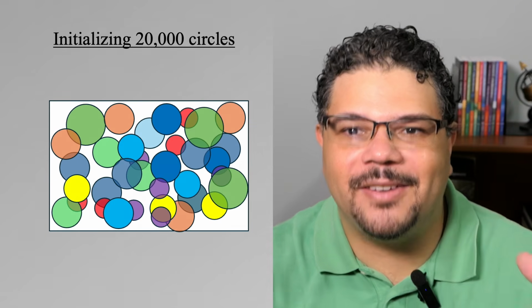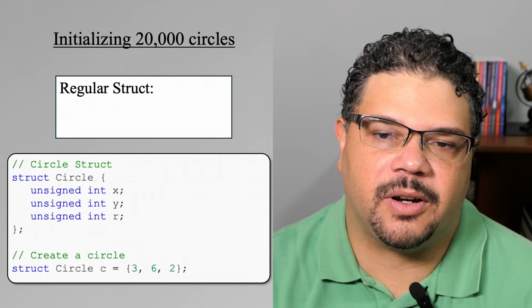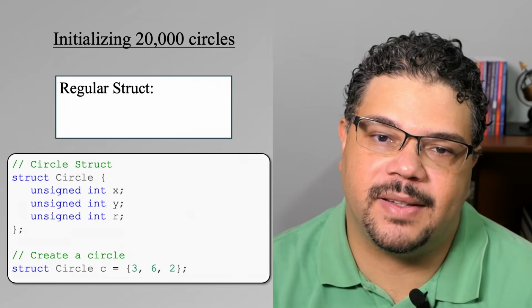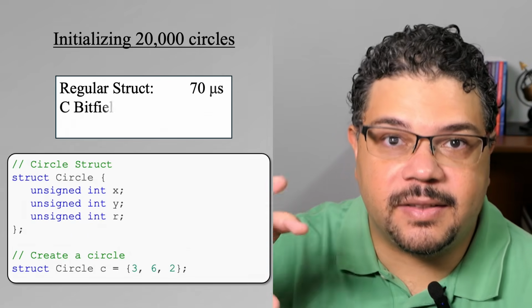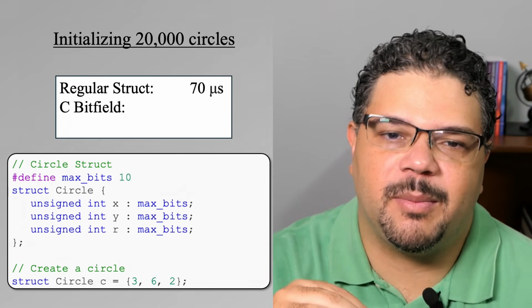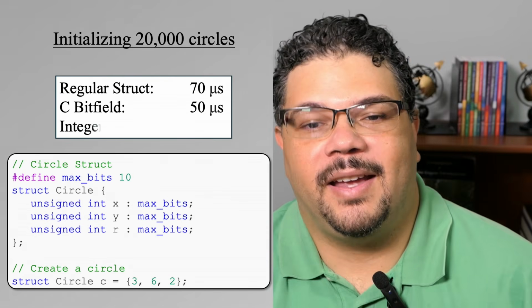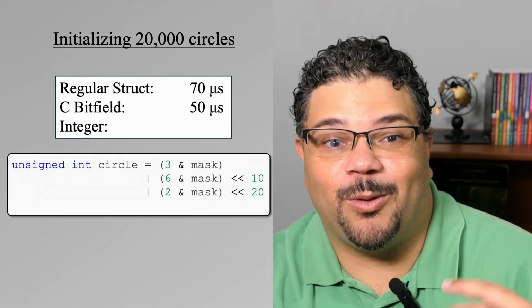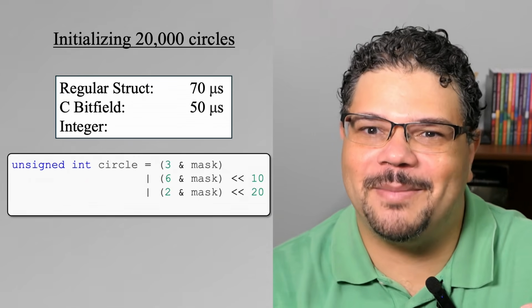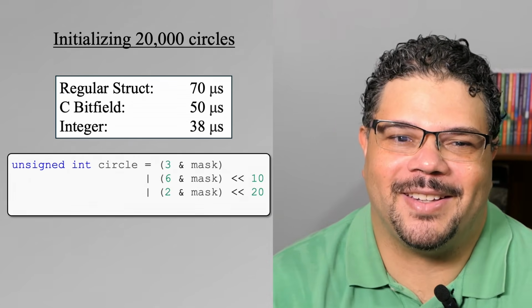Let's compare speeds. Our first test is initializing thousands of circles. With the standard structure, initializing all the circles takes 70 microseconds. Just switching to a bit field with its smaller memory footprint drops the runtime down to 50 microseconds. And this shocked me. If we switch to our raw int version, the runtime drops again down to 38 microseconds.